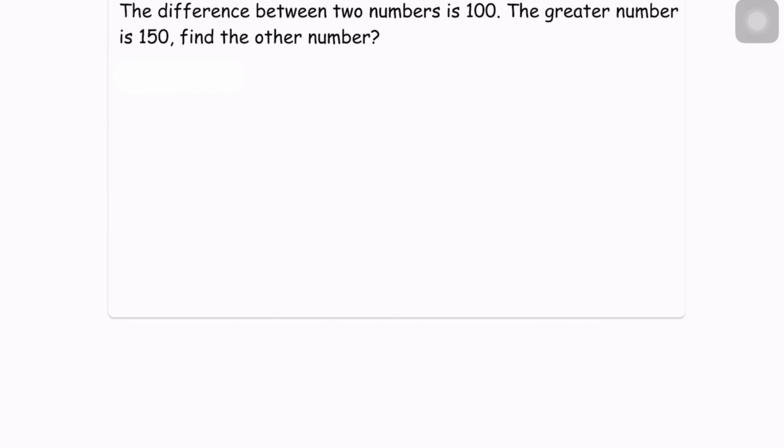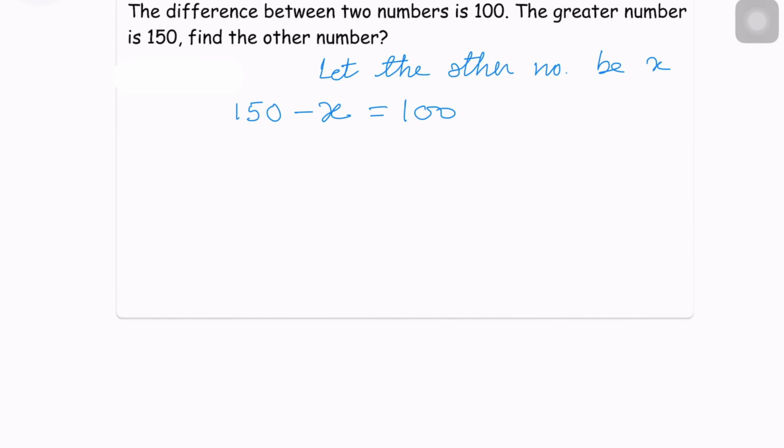Okay, let's try to do this question with the line method. The difference between two numbers is 100. The greater number is 150 and the other number we have to find. So same thing. Let the other number be x. So the greater number is 150 and it's saying that difference. So 150 minus x is equal to 100. So we can say that the biggest number here is 150. So the biggest line, the longest line I would say, will be 150.